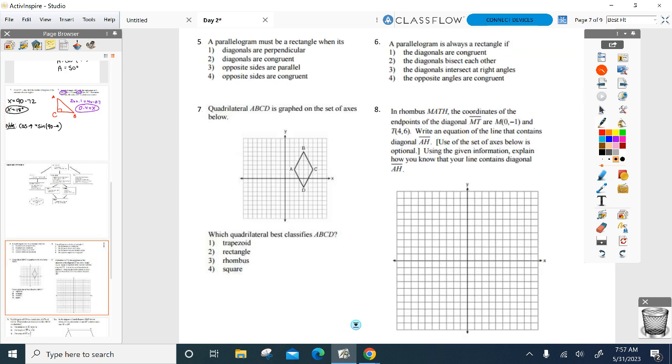For number 5, a parallelogram must be a rectangle. So I got to know something about a rectangle. Go back to your flow chart. Take a look at the special properties of a rectangle. All the angles are right angles and the diagonals are congruent. Makes this problem a little easier when I know my properties. So a parallelogram becomes a rectangle when its diagonals are congruent.